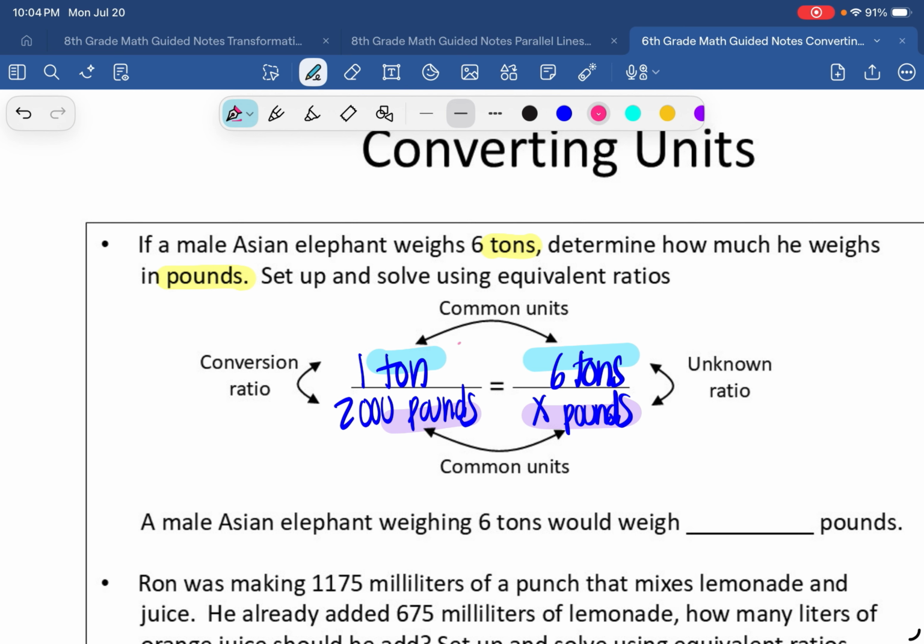And then multiplicative factor, 1 times 6 is 6. So 2,000 times 6 is going to be 12,000. So a male Asian elephant weighing 6 tons would weigh 12,000 pounds.